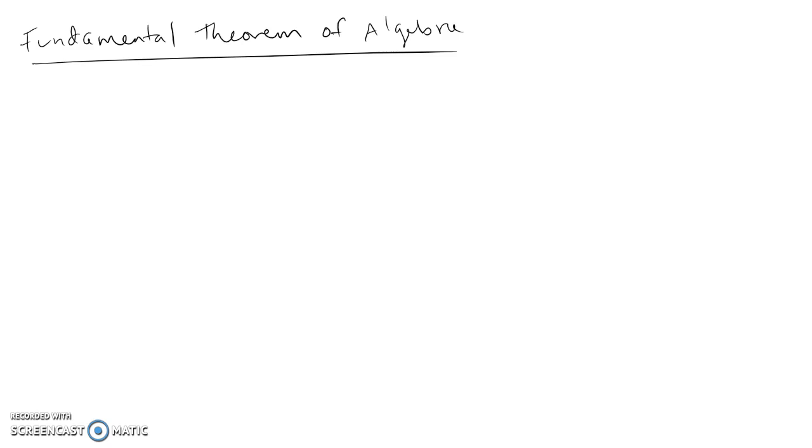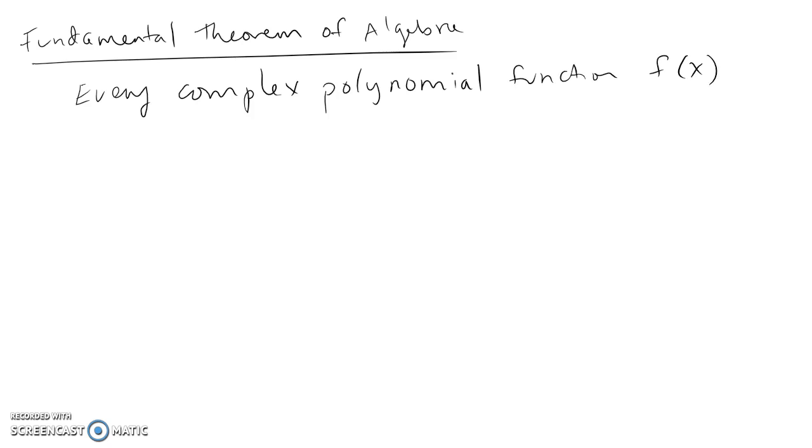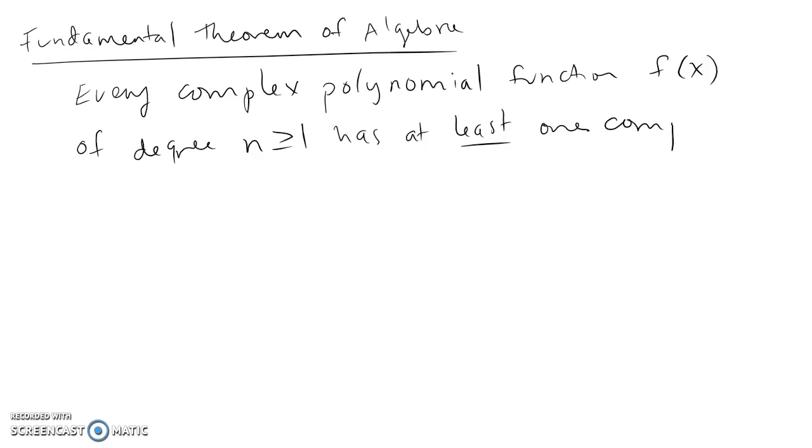This idea that all equations can be solved or have solutions, real and complex, is called the fundamental theorem of algebra. The fundamental theorem of algebra says that every complex polynomial function, which we might call f of x, complex polynomials because the coefficients are all complex, of degree n greater than or equal to 1 has at least one complex zero.